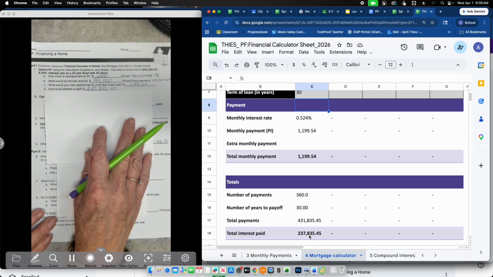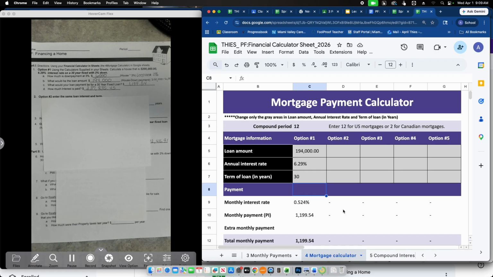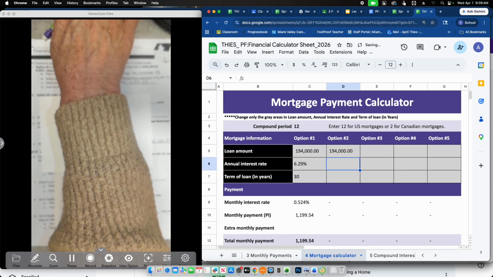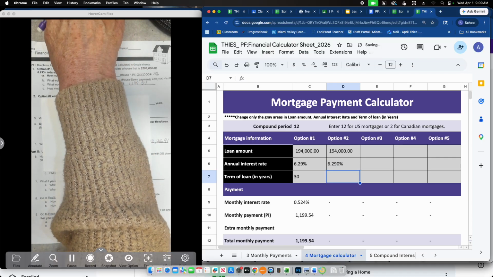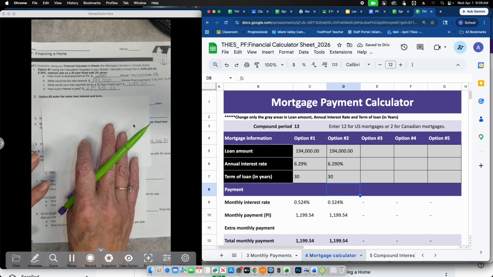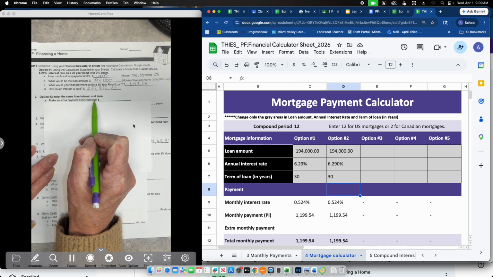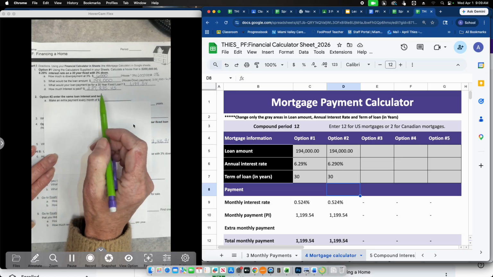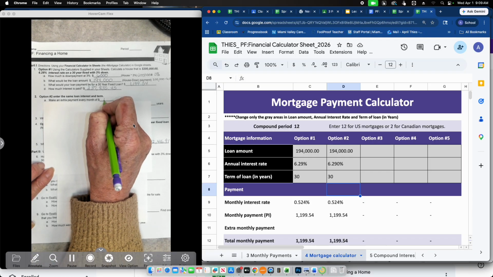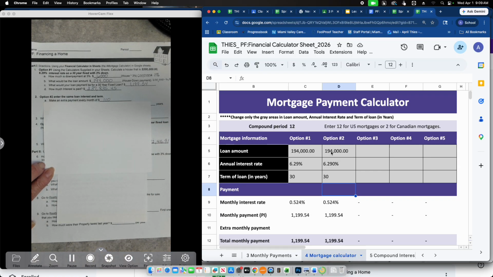So the next question says, option 2. We're going to enter the same interest and loan. So we're going to do exactly the same up here, 194,000, 6.29, 30 years. However, we are going to make an extra payment, okay? And for this example, yours might be different depending on the year or the class, but we'll go ahead and use $100. We're going to make a $100 extra payment.